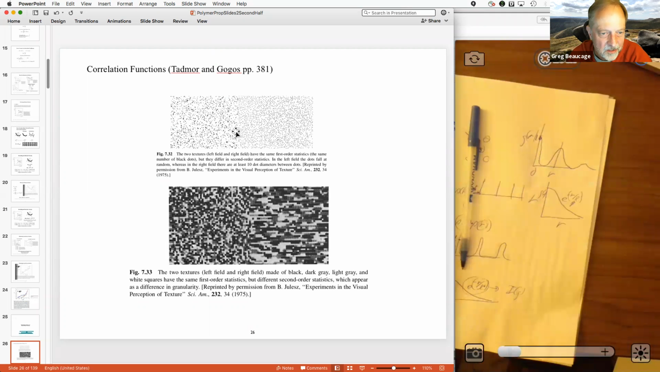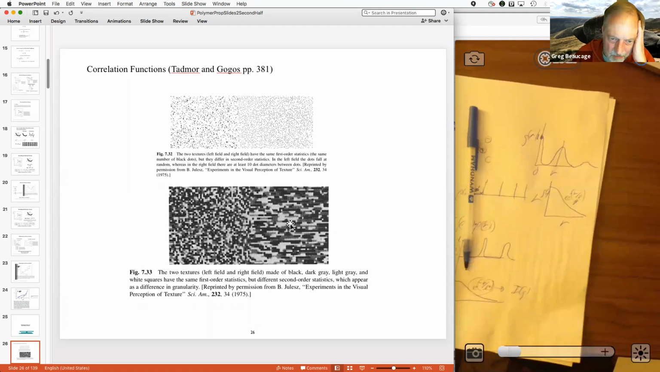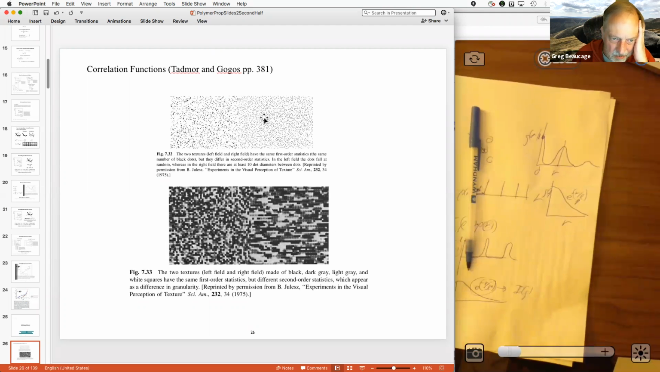The first order, when he's talking about mixing, means just the density, how much white and how much black is in this, and they're the same. Both of these pairs have the same density, but this has to do with random versus actually preferred distance. This left one is also random, and this one has a coarse grain. So there's a grain coarseness. It doesn't have to do with the first order distribution, like the mass distribution.